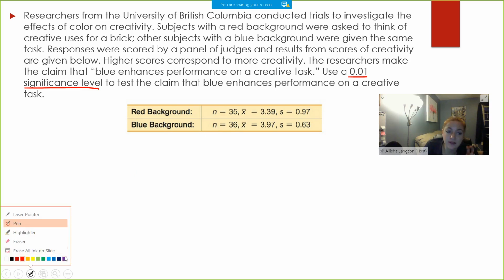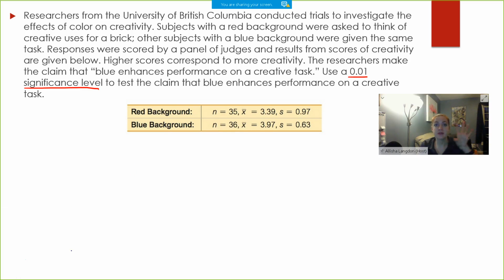So again, we have two groups. These are two different sets of people. One has a red background and one has a blue background. You can't really use the same people because obviously they've had time to look at the brick and think about it, so you can't use the same people. They're different populations, different groups of people doing each one.